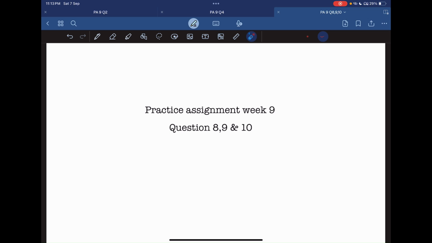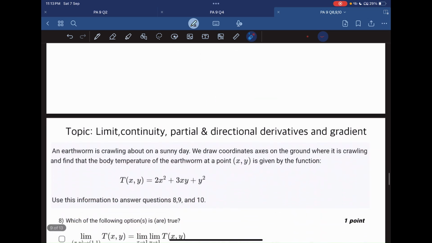Hello everyone. So let's now solve practice assignment week 9, question number 8, 9, and 10.